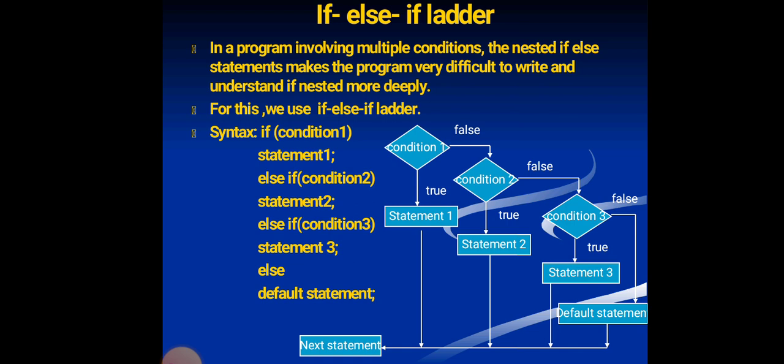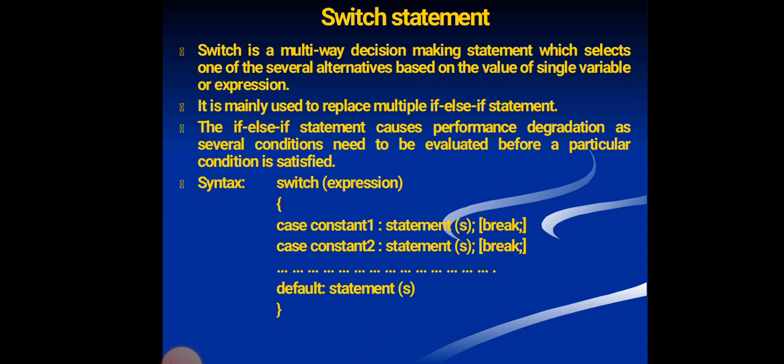So the conditions are checked until a condition is correct. Whichever condition is correct, that particular statement will be executed. If condition 1 and the others are all false, the program automatically skips and executes the final else part. So it goes to the default statement. Then the program goes to the next statement. These are the else if ladder and nested if condition statements.